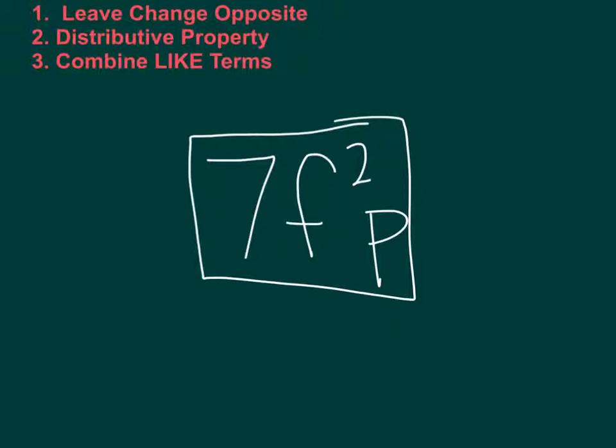Now we'll work just a little bit on the definition of like terms. I mentioned earlier that this variable has to be the same and the power to the variable has to be the same. So anything that matches this 7f squared p is going to have an f squared and a p and nothing else as far as variables go. The coefficient doesn't matter, so you could have negative 3 f squared p, and that matches.